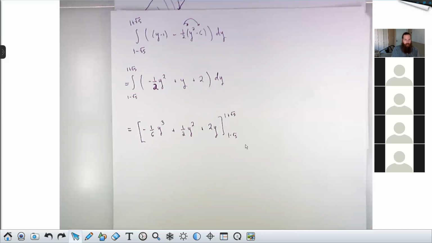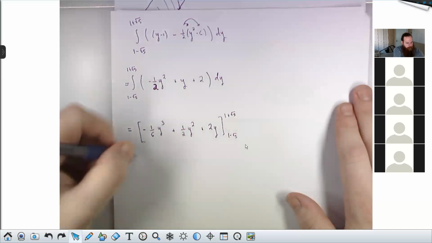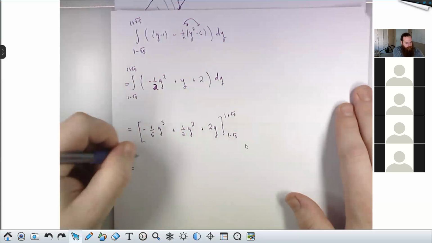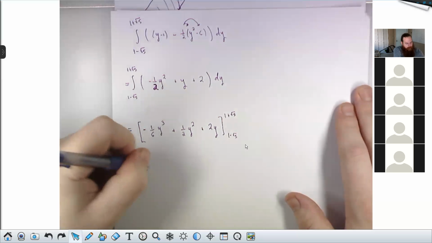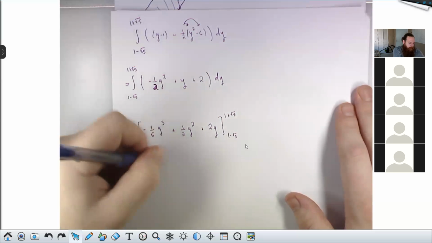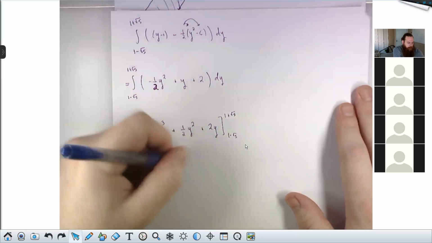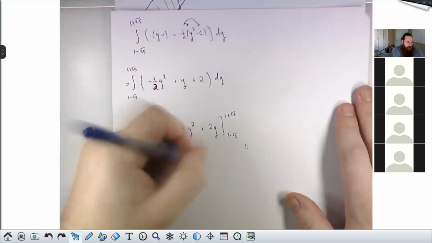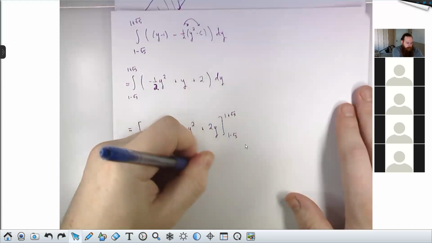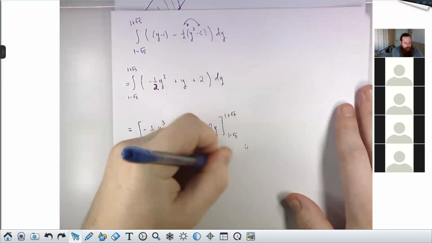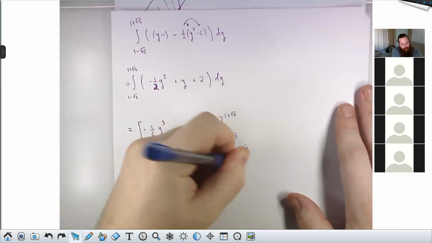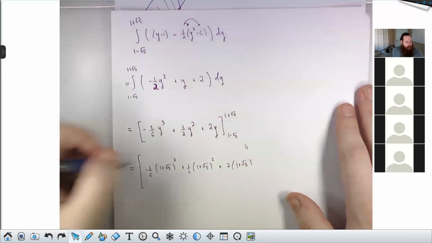And then we can plug these bounds in and subtract. Negative 1/6 times 1 plus the square root of 5 cubed, plus 1/2 times 1 plus the square root of 5 squared, plus 2 times 1 plus the square root of 5. That's plugging in the upper bound.